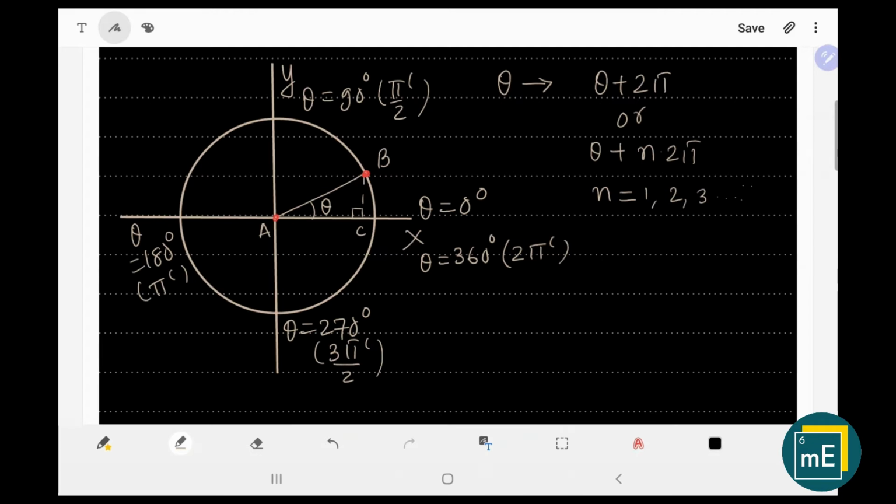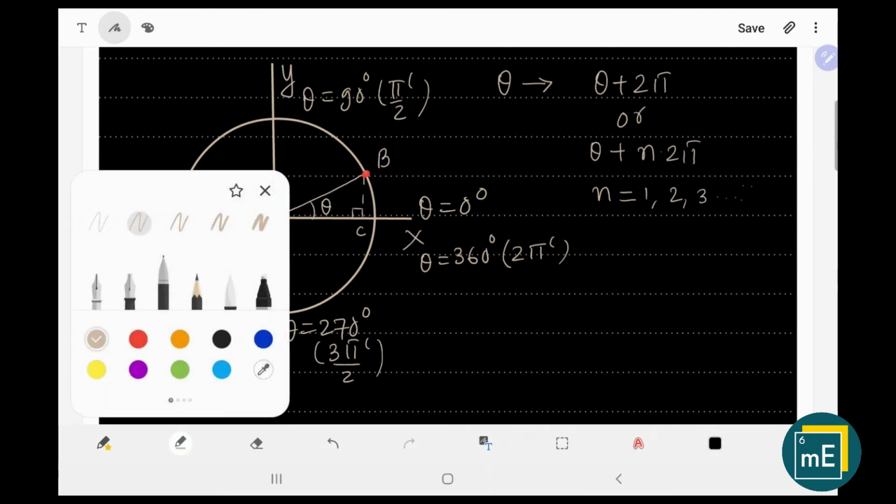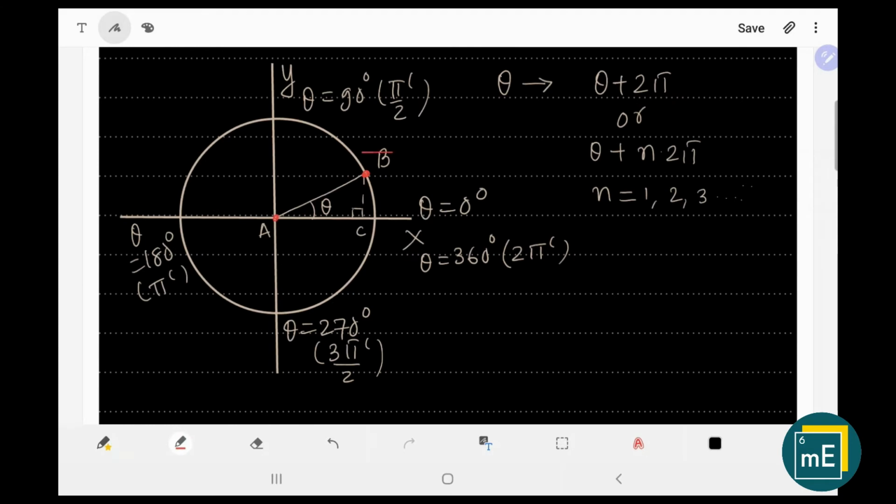Now what I mean is, if I rotate point B such that the new angle theta becomes theta plus 2 pi, that means if I rotate point B once around the circle, starting from the original position, the new angle between the radius AB and the positive x-axis can be written as theta plus 2 pi.